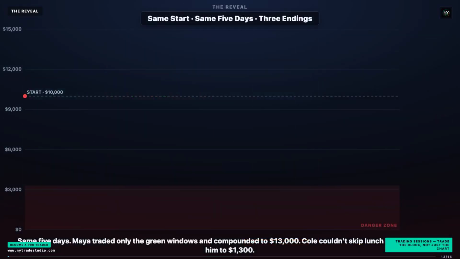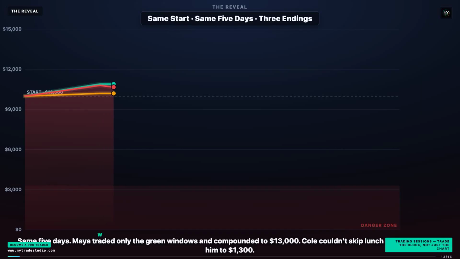Here is the whole week on one screen. The same 5 days, traded by all 3. Maya only ever traded the green windows, the open and the power hour, and sat out every lunch. She finished up 30% at $13,000 just by following the clock. Reece chased every move once it was obvious and ended barely green. A whole week of effort for almost nothing because he always paid up at the top.